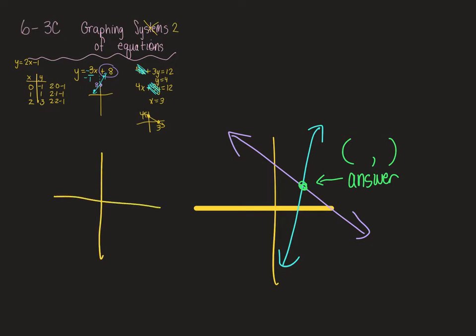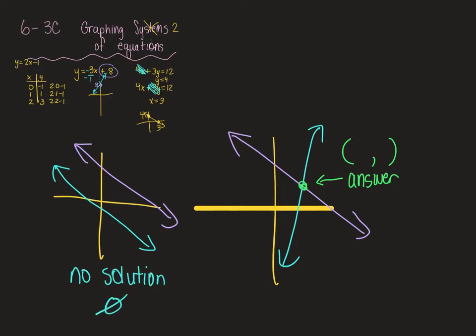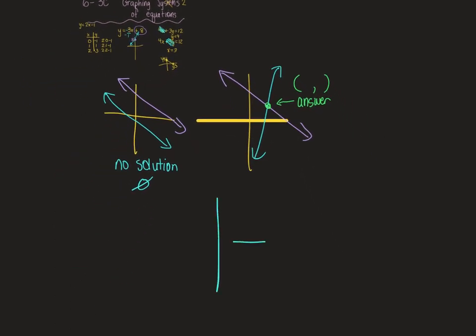Now, it's possible that purple does this and blue does this, and they never cross. And if they never cross, there's no solution. There is no answer. They never cross. You can do a 0 with a line through. It's called an empty set. There's one more option. We could draw the purple line, and then we could draw the blue line, and guess what? It is exactly the same line. It's on top of each other. And in that case, we have all real numbers. They're not all real numbers, sorry. I should say we have infinitely many answers.